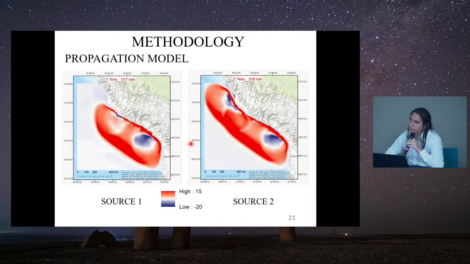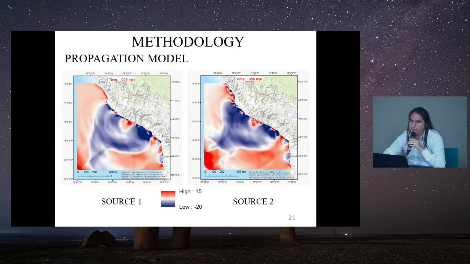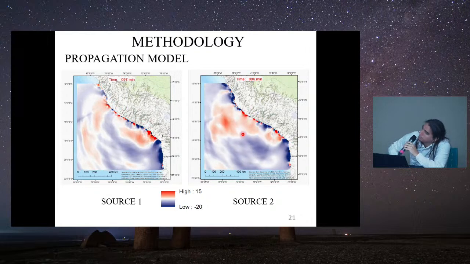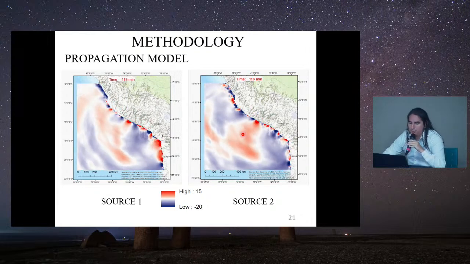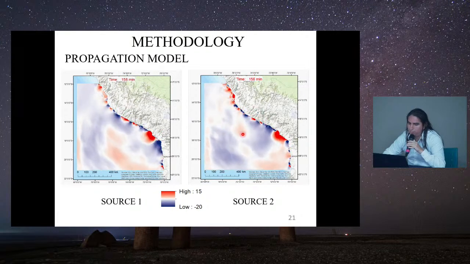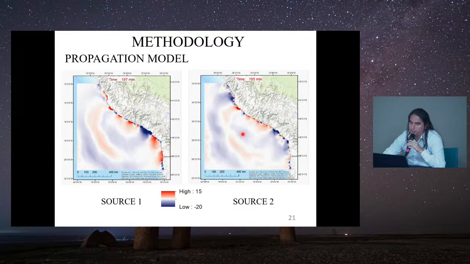And I think here, can you see the video? Yeah, there are the videos. This is the single fault, and this is the two faults. And we can see the simulation here. The heights were up to 15 meters, I think.